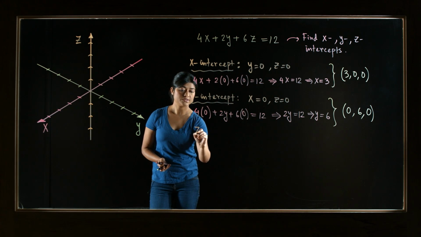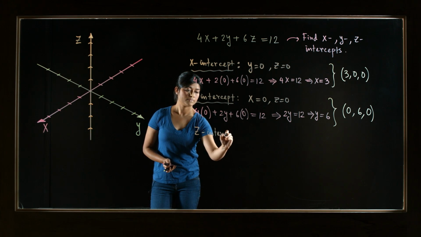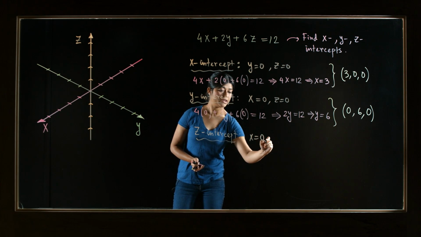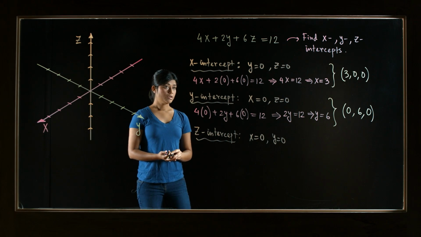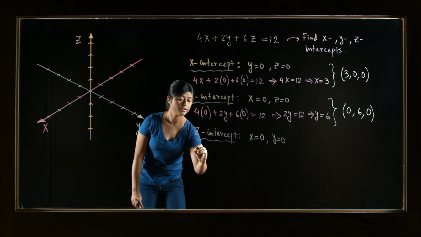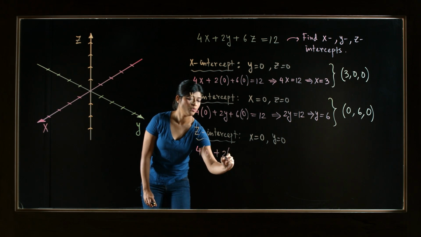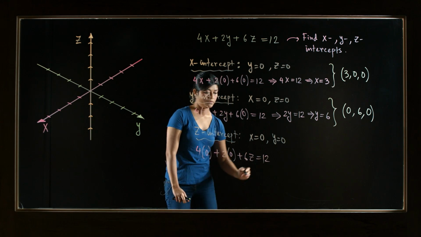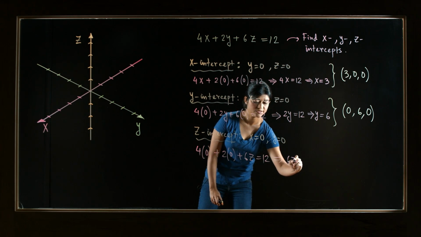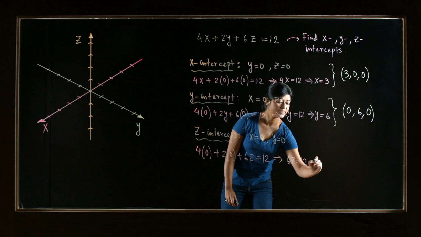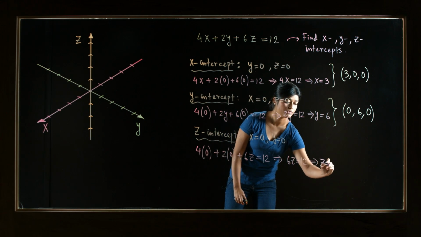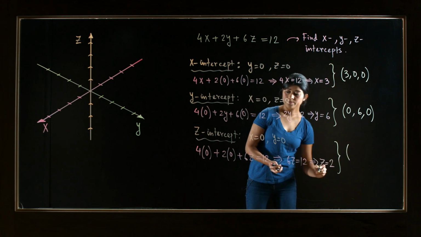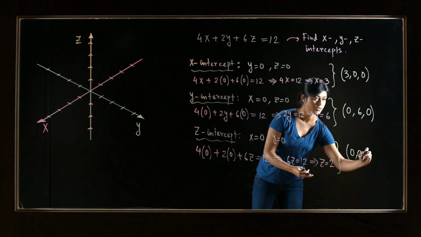Lastly, we have to figure out the z-intercept. So that will be a point where x is 0 and y is 0. Let's do the same thing again. Take our equation and plug in x equals 0, y equals 0, and z remains as it is. So we get 6z is equal to 12. Then by dividing by 6 both sides, we get z is equal to 2. And so the z-intercept, that point will be x is 0, y is 0, and z is 2.